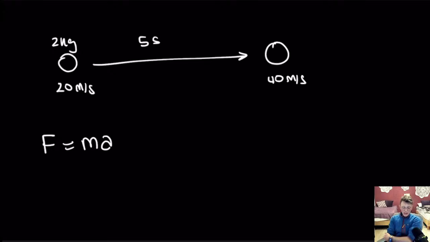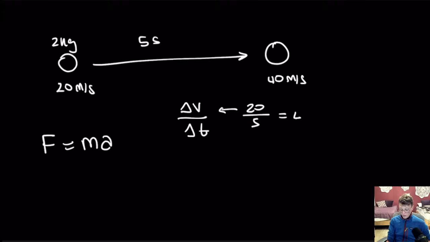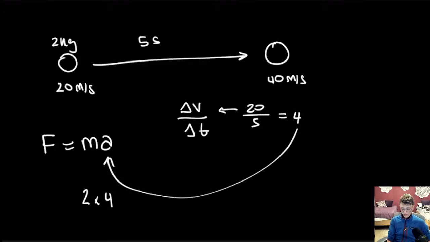So in the scenario, we have a 2 kilogram ball. It goes from 20 meters per second to 40 meters per second. It does it in 5 seconds. What is the force? Great, so how do I find an acceleration from this? Because that's what I really need. Well, it's a change in velocity over the change in time. Change in velocity is 20, since we go from 20 to 40. Change in time is 5. So the acceleration value is 4. We plug this in, so we get 2 times 4, and there is your force.